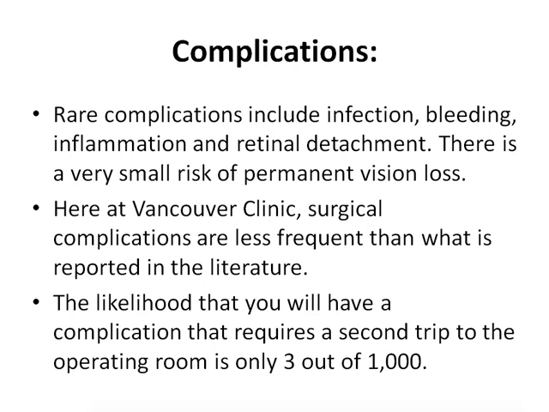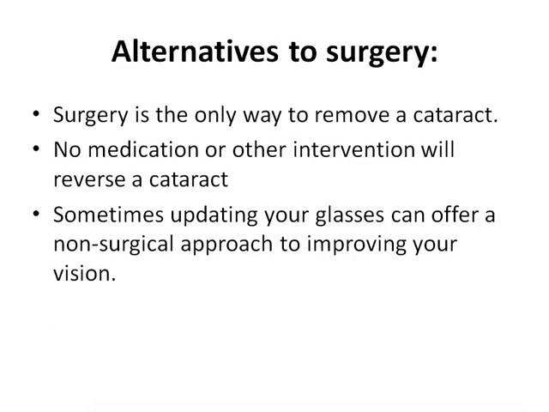However, surgery is still surgery, and complications, while rare, can occur. Potential complications include infection, bleeding, inflammation, and retinal detachment. Most of these conditions are treatable, but there is a small risk of permanent vision loss. Here at Vancouver Clinic, the rate of surgical complications is much lower than what is reported in the literature. The likelihood that you'll have a complication that requires a second trip to the operating room is only 3 out of 1,000. Surgery is the only way to remove a cataract.